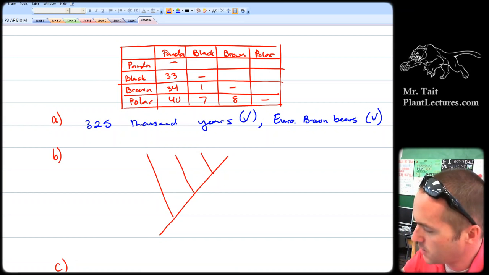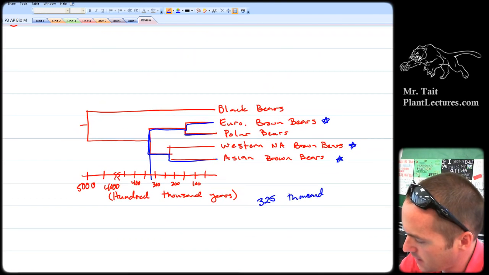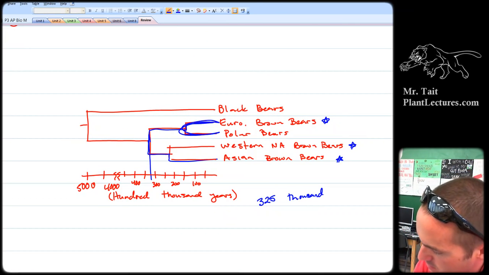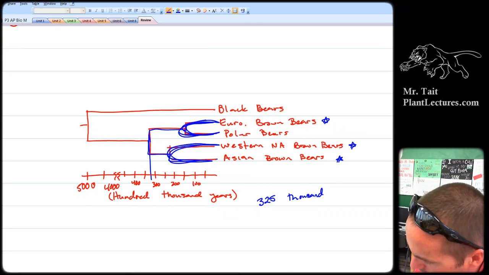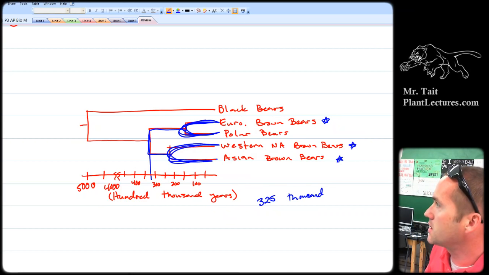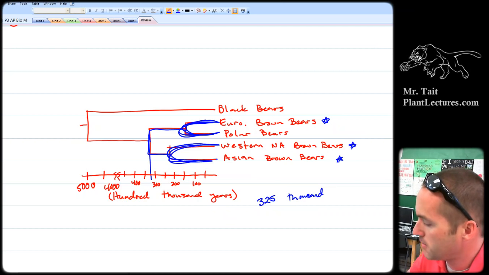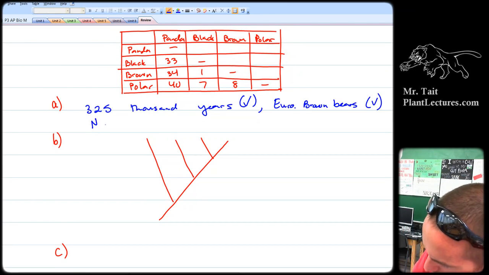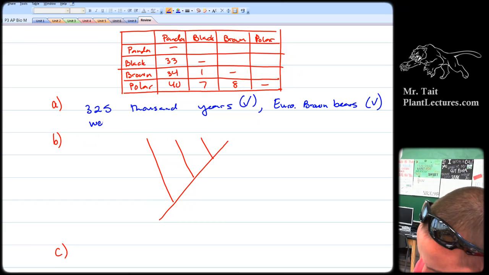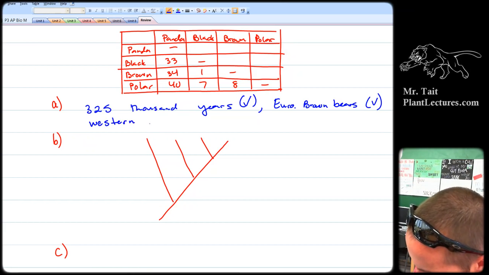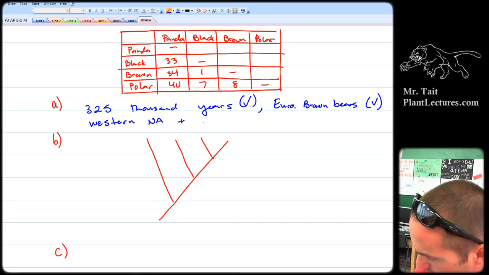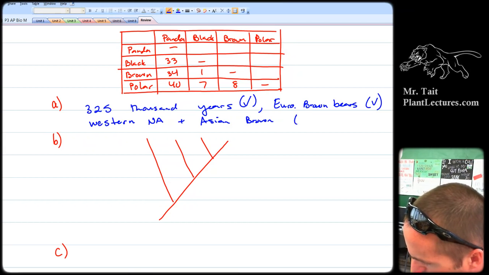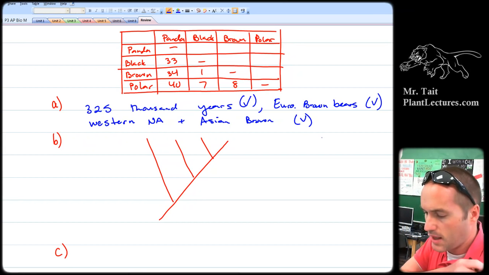And then the last part of this question was identify 2 populations whose positions could be switched. Okay, so anytime you have the end of a phylogenetic tree like this, so this branch here or this branch here, those can rotate on their branches. So we could switch European brown bears and polar bears, or Western North American brown bears and Asian brown bears. So we'll go Western NA and Asian bears. That was our third check. So part A was worth 3 points then.